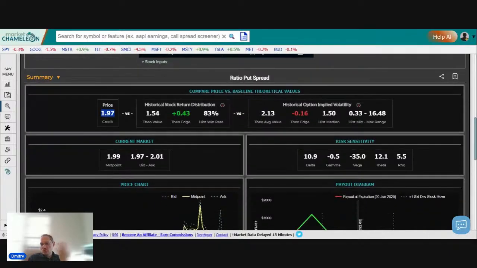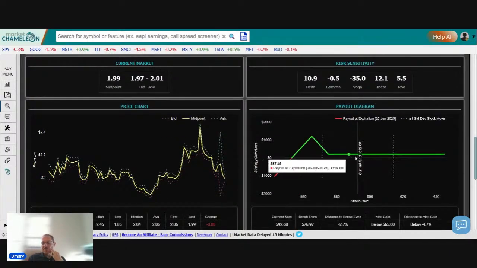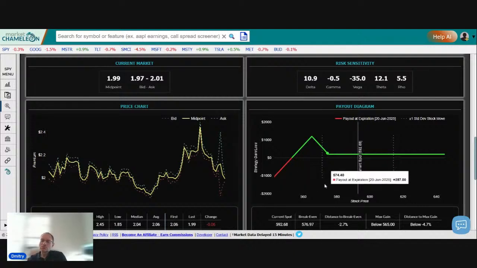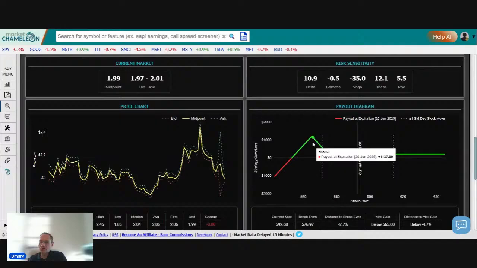And if the stock, here's the payout diagram, stays above 575, both puts will expire worthless, and then we keep that credit. So in our situation, we did it for credit. If the stock drops below 575 at expiration, we're okay until it gets down to the 565 strike, right? That's our ideal, because the 575 put we bought would be in the money.